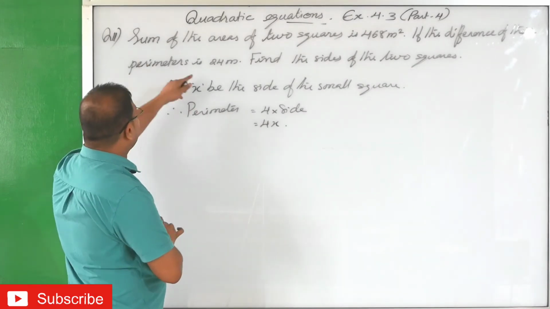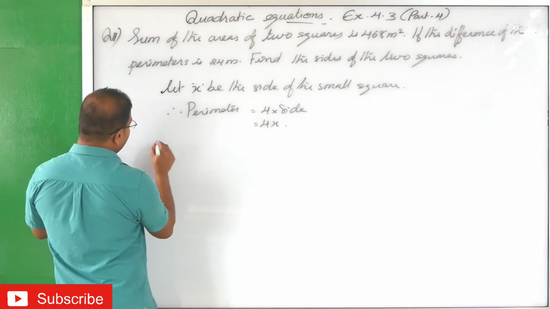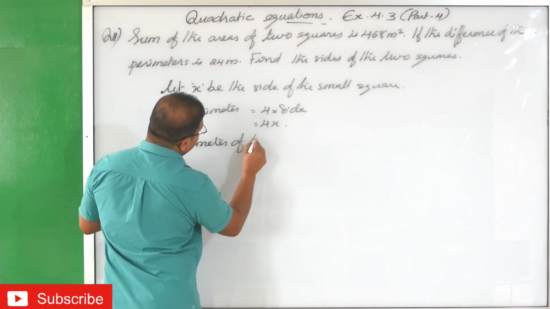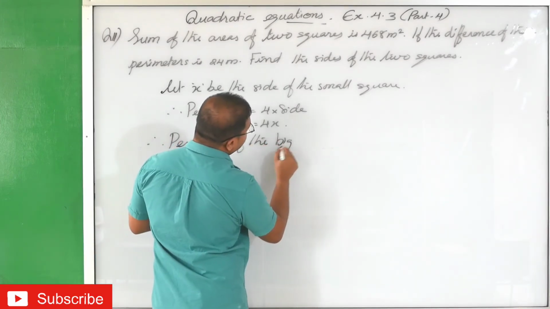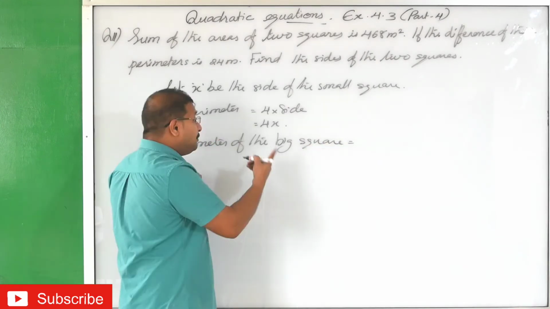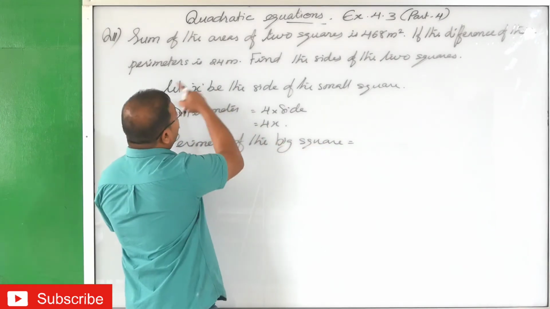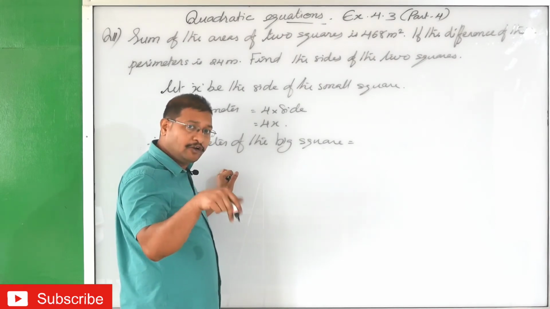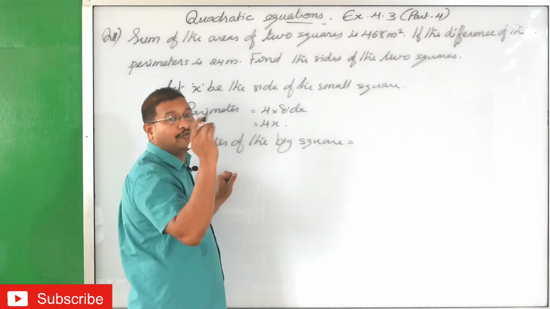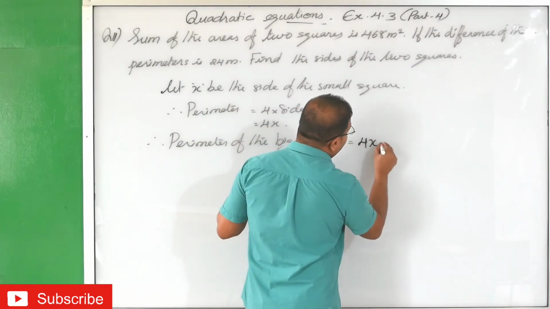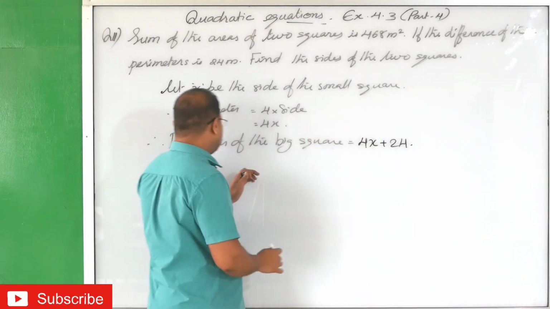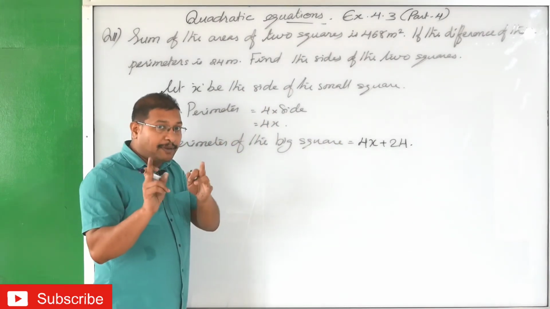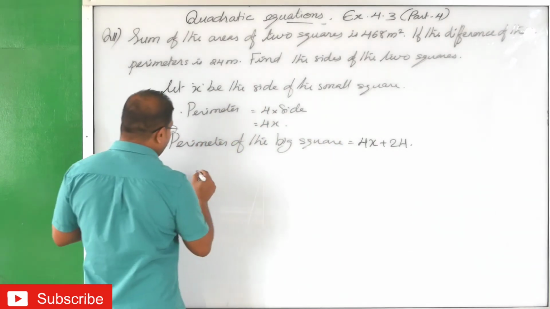If the difference of their perimeter is 24, therefore the perimeter of the big square is the perimeter of the small plus 24, because the difference of the perimeter is 24. So if you want the bigger perimeter, smaller perimeter plus 24. That means 4x plus 24. This is the perimeter of the bigger square, because it is given their difference of the perimeter is 24.